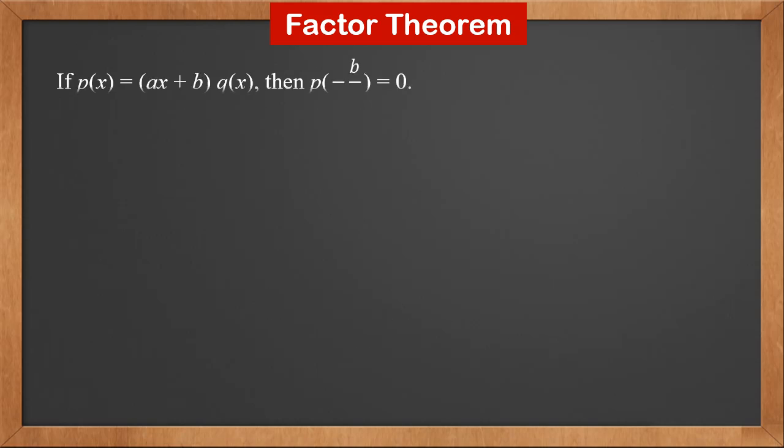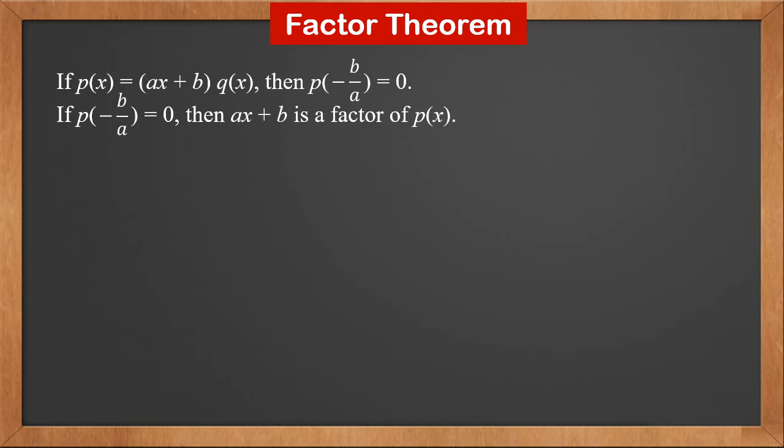The general form of the factor theorem is, if p(x) is (ax plus b) times q(x), then p(minus b over a) is 0. And the opposite is also true. That is, if p(minus b over a) is 0, then ax plus b is a factor of p(x).